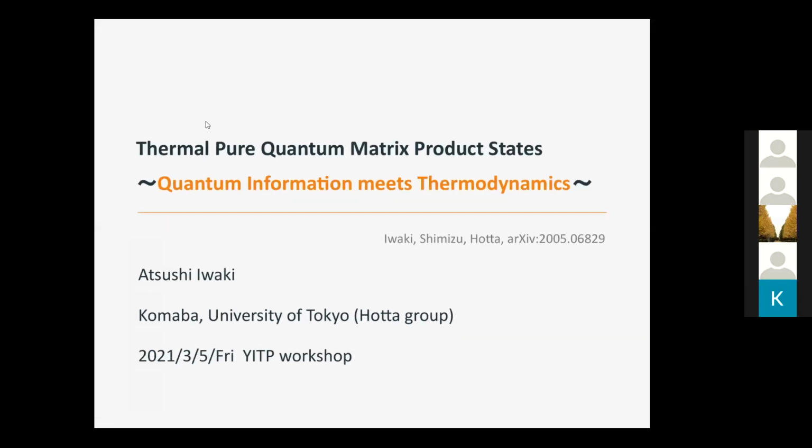The next talk is the last talk of this afternoon session. And Atsushi Iwaki will be the next speaker. And he is going to tell us about the thermal pure quantum matrix product state. Okay, please. Thank you for the introduction. My name is Atsushi Iwaki from the University of Tokyo. Thank you very much for giving me the chance of presenting this work.